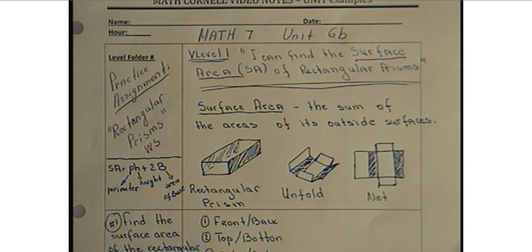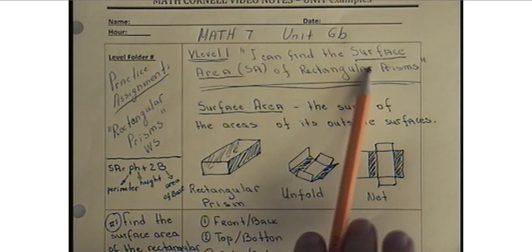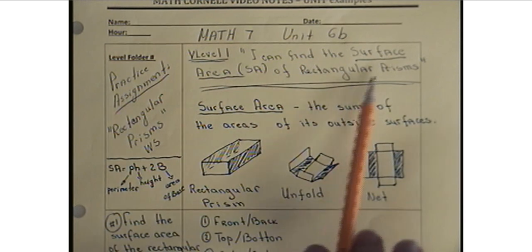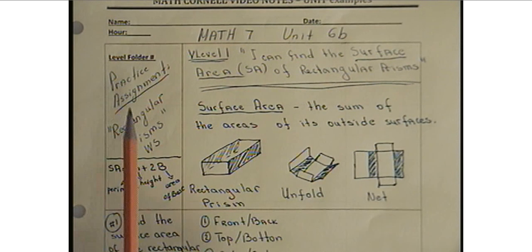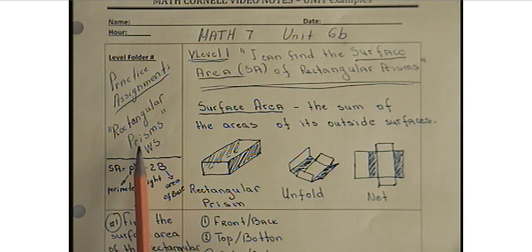The main focus today will be on the first lesson, level 1. I can find the surface area of a rectangular prism. And the practice assignment for you will be, after the video lesson, to complete a rectangular prism worksheet.